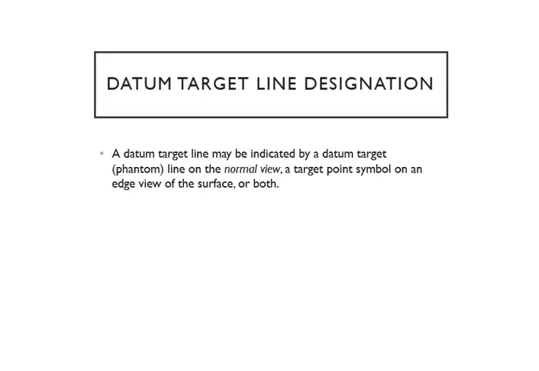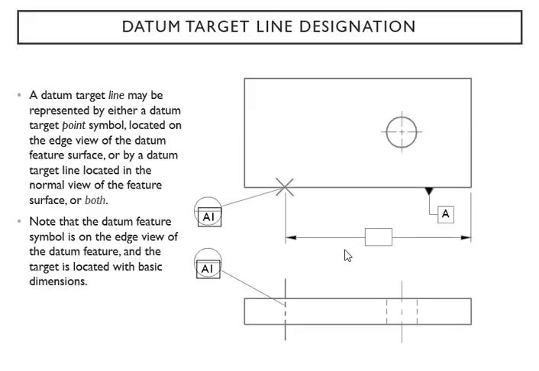Now the datum target line. You can use it, of course, and the symbol is your phantom line on the normal view. With the target point symbol, sometimes we use the edge view on the surface, or both. So let's take a look at the example. This is your point, and your line is going to be right here. It seems kind of weird.